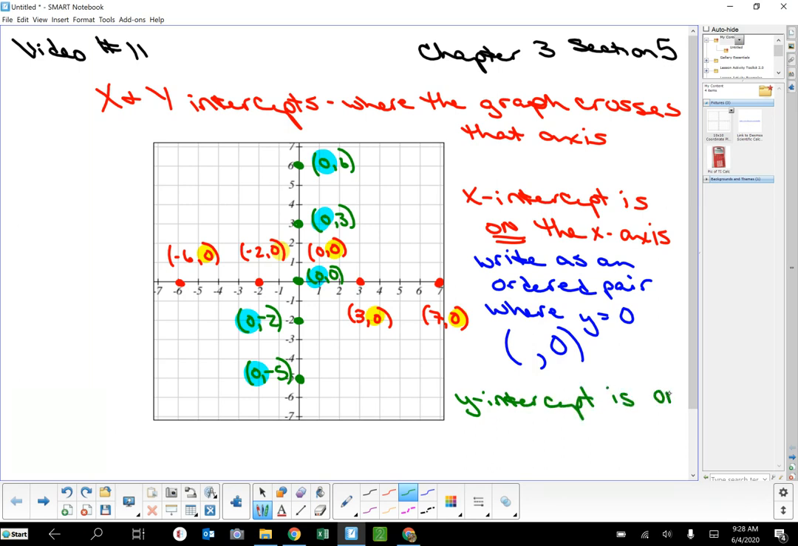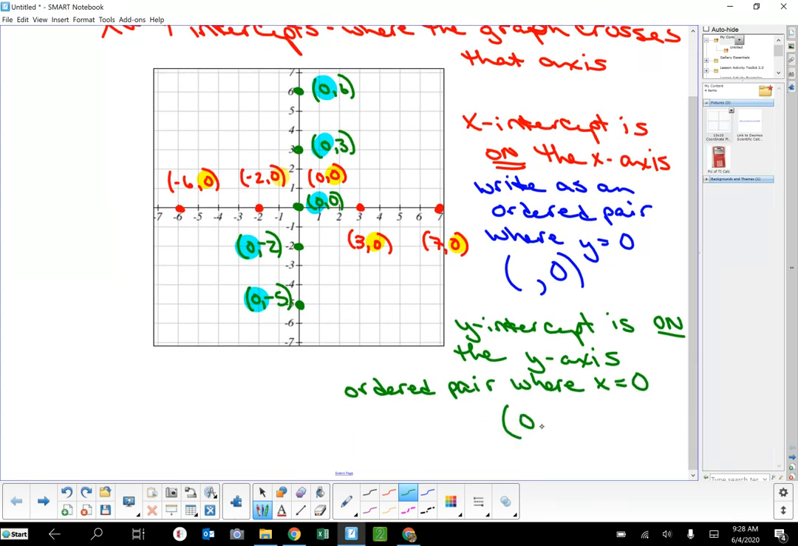A y-intercept is on the y-axis. And you're going to write it as an ordered pair where x equals 0. Always. So you're going to have an ordered pair 0 comma something. Okay? And that's really all you need to know.